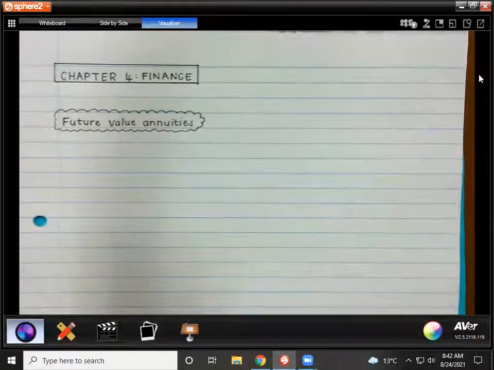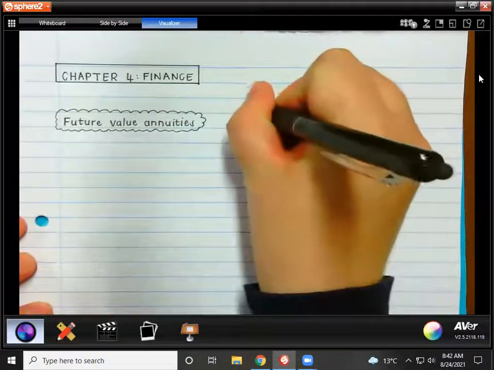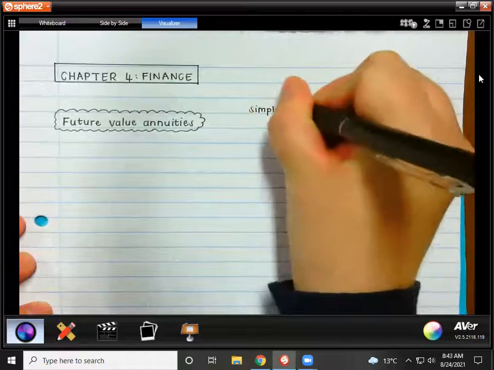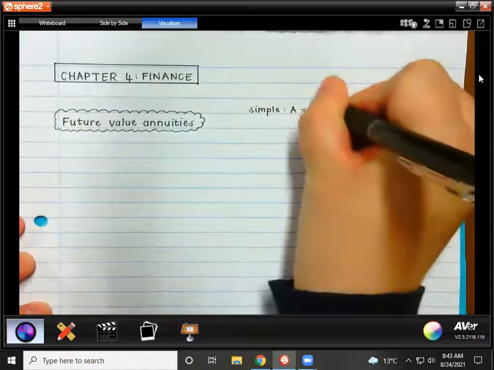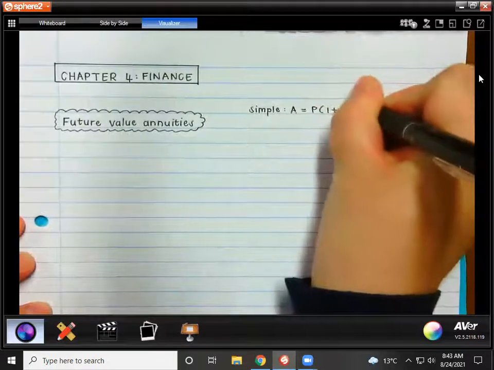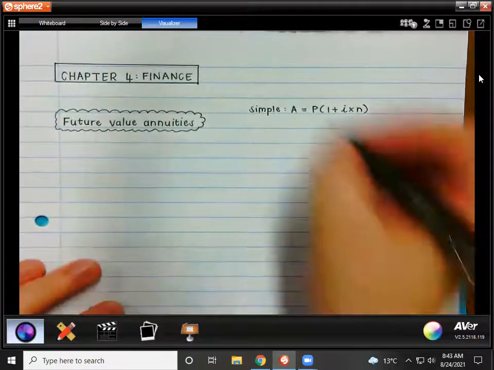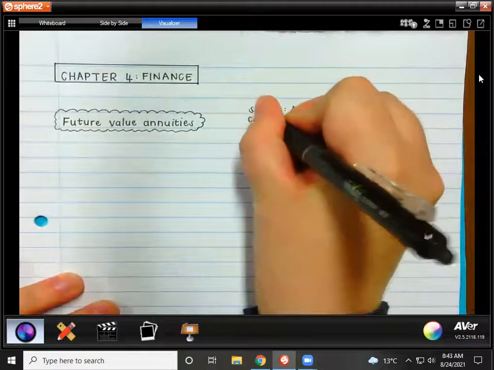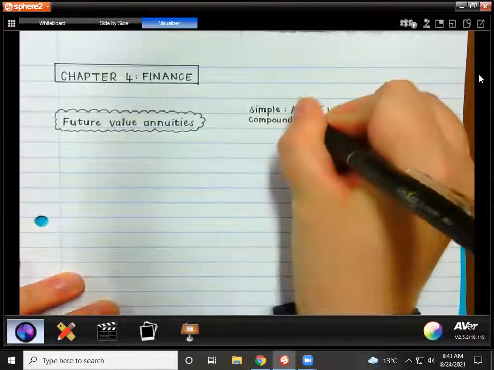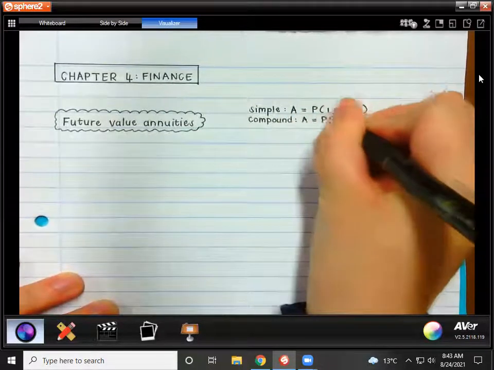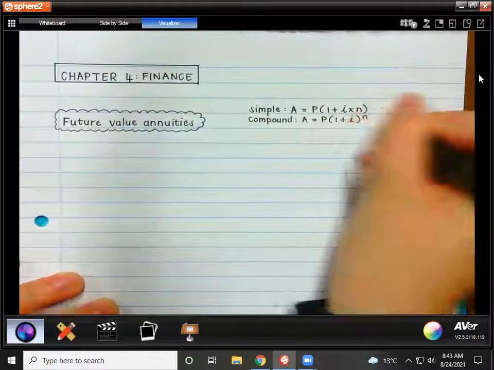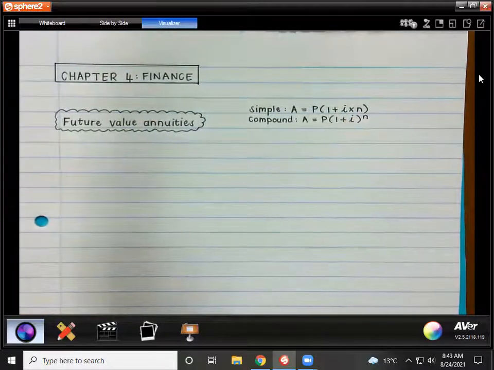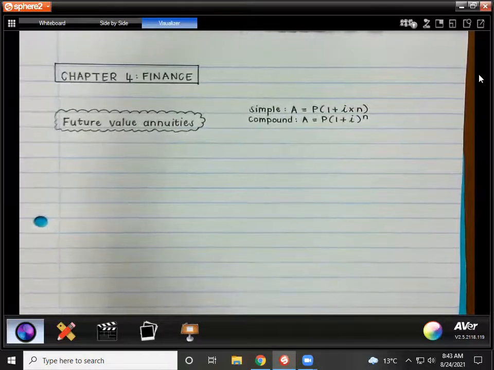If we think back to the simple interest formula that we've been using since grade 9, you learned this formula the first time. It was A equals P(1 plus i times n). And then the compound interest formula was very similar. It was P(1 plus i) to the power of n. Now with those formulas, it worked in the way that you are investing an amount of money. That amount of money is fixed in that account for a certain number of years, and at the end of that number of years, you get the amount out.